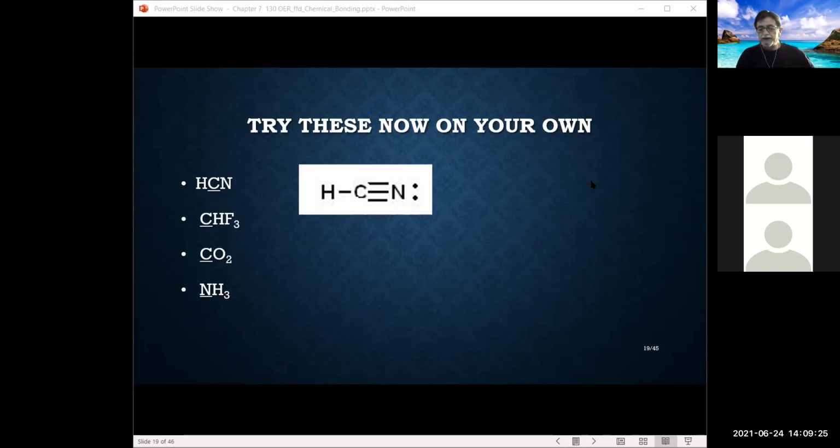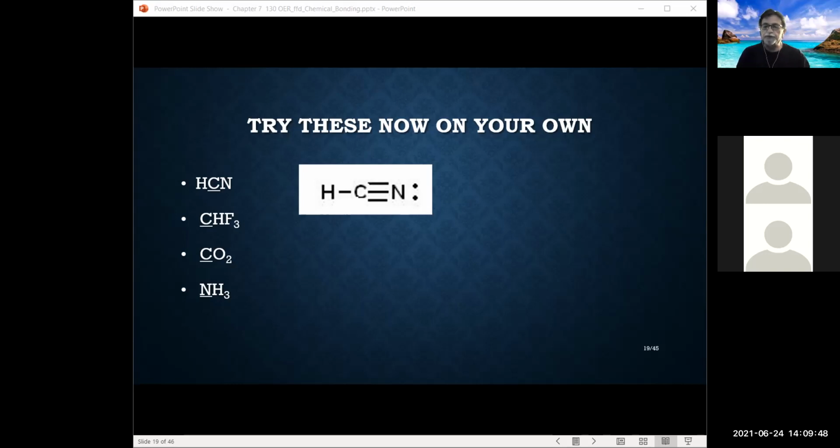All right, CHF3. This is a generic name. It's a fluorohydrocarbon. Okay, but that's not important right now. What we do know, based on what we see here, is we have carbon in the center, because it's underlined. Bonded to it is hydrogen, and guess what? Three fluorides. Okay. All right.